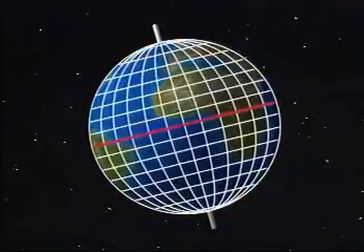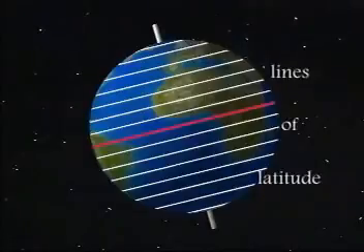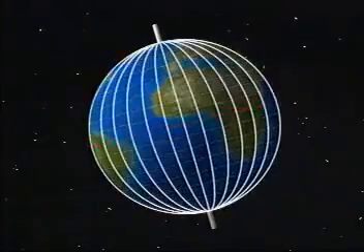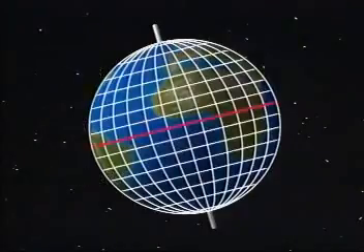Geographers have created a whole series of these imaginary lines to help locate places on the Earth. Lines that run east and west are called lines of latitude. Lines that run north and south are called lines of longitude. These lines intersect to form a grid. Geographers can use this grid to describe the exact location of every place on Earth.